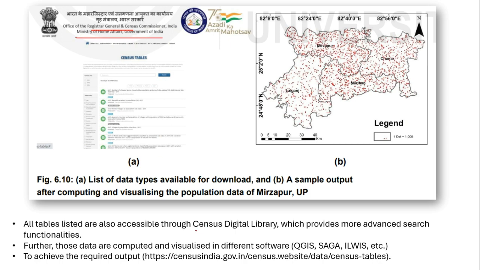That is also known as the Census Digital Library, and these data sets are computed and visualized in different software like QGIS, SAGA, ILWIS, ArcGIS, and there are many other GIS software where we can visualize these data sets. Here is a website for these census tables. You can visit these websites, get data sets related to census, and use different GIS software to map the tables into state-wise maps, like shown in this picture.